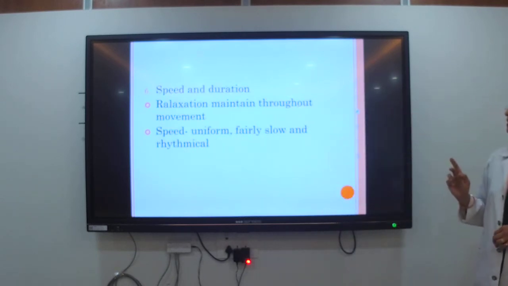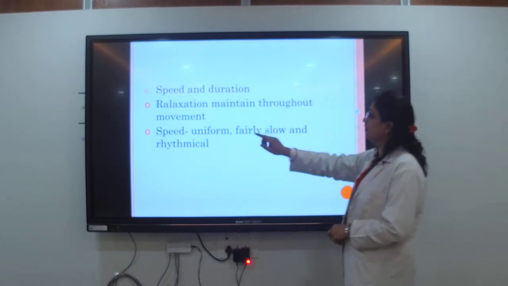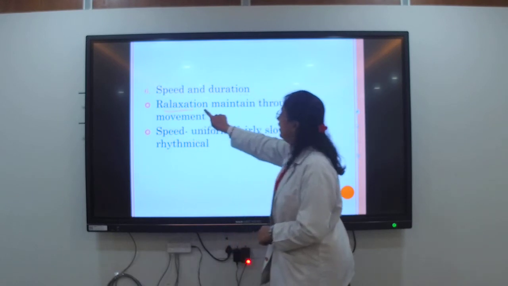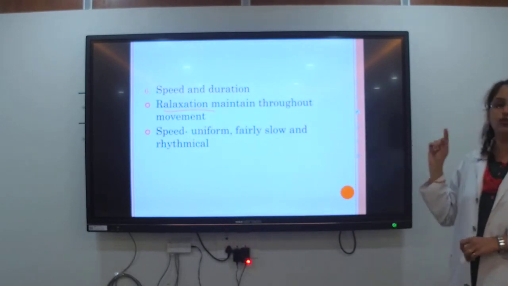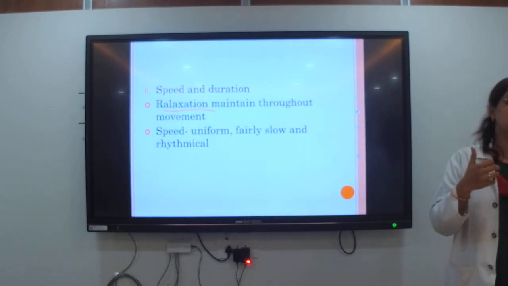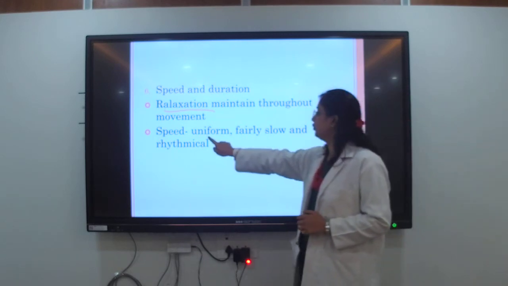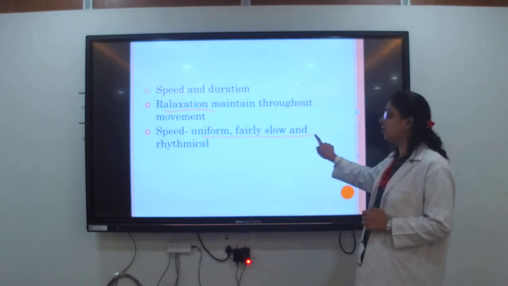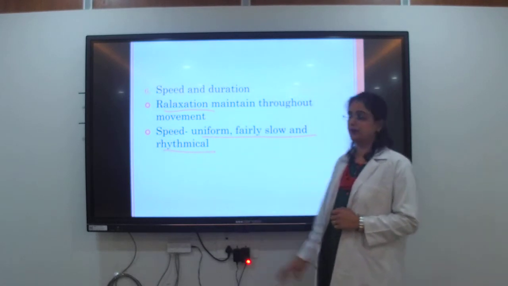So sixth principle is speed and duration. When you are giving the relaxed passive movement, you have to maintain the relaxation throughout the movement. Don't give this movement very fast or very slow. Speed should be uniform and slow, and it should be given in a rhythmical manner.